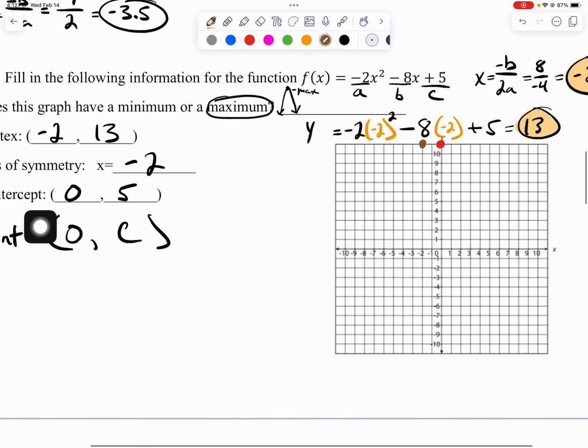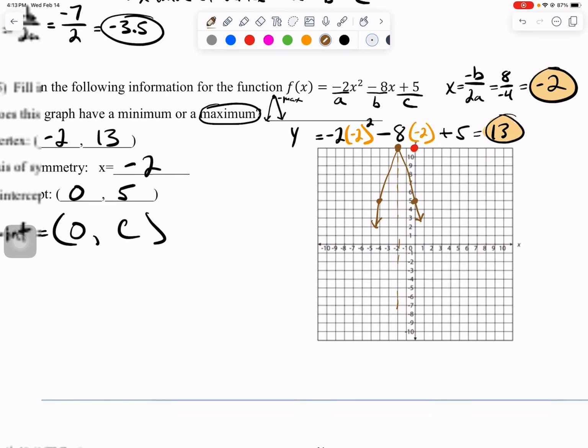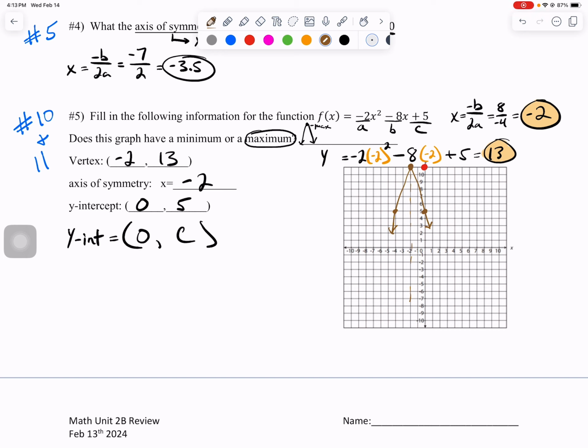What else can we plot? Yes, we can plot the y-intercept of 0, 5. So again, 0, 0. If it's 0, it doesn't go right or left. It simply goes up into the positives of plus 5. Now we know that our vertex, if it's frowning, you pretty much connect the dots in a way. And then if you wanted to mirror it, I could go 1, 2 and do somewhat of a mirror image here, because that is our axis of symmetry. Your graph will look roughly something like that. Feel free to use this for numbers 10 and 11 or number 5, depending on the quiz you will be taking.